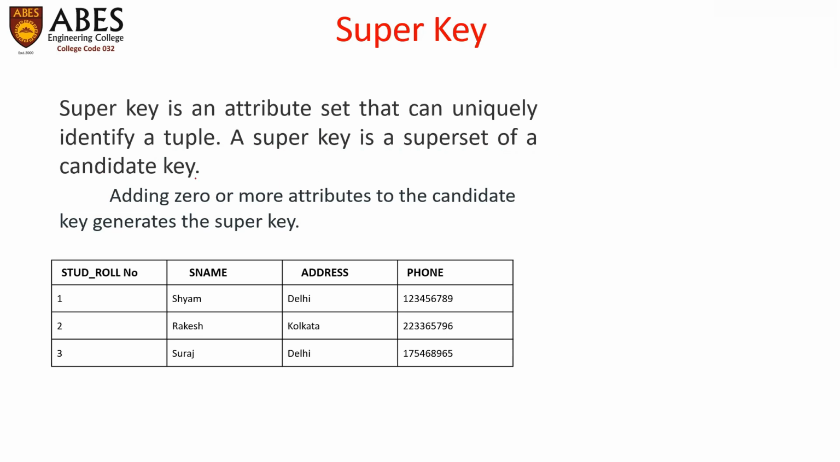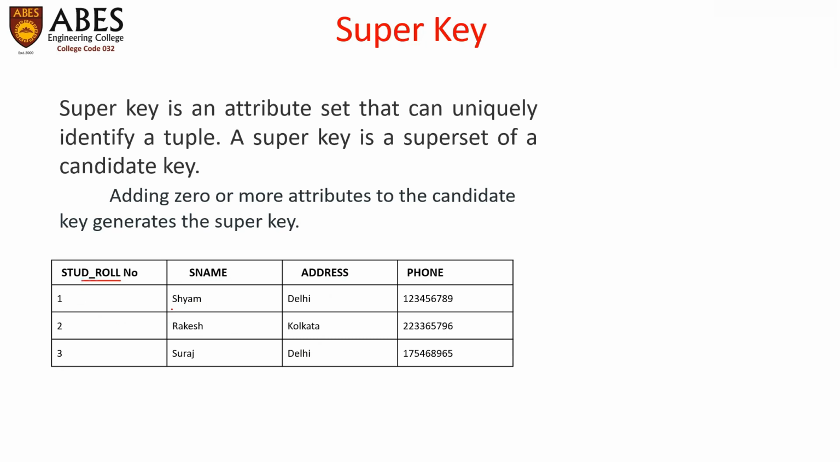Now, how do we make a super key? Adding 0 or more attributes to the candidate key generates the super key. Again, let us understand this with the help of an example. We have taken the student table over here. Now, these are basically the attributes: student roll number, student name, address, and phone number. So, as we all know, student roll number will be the primary key of this table.